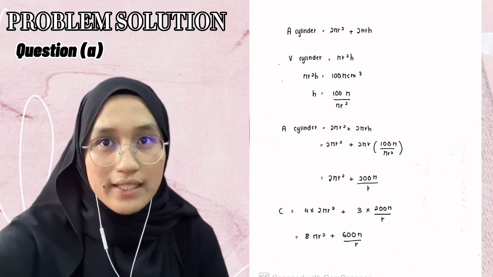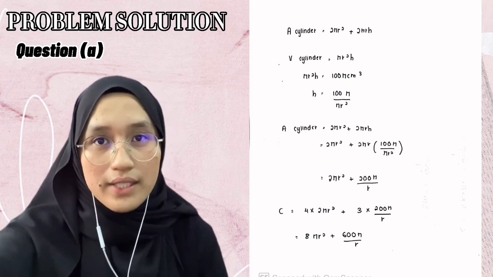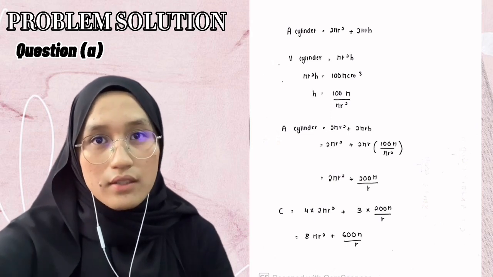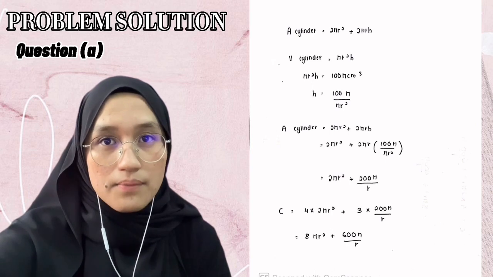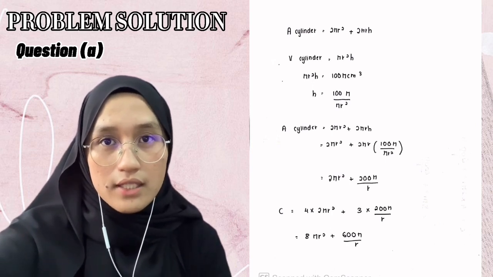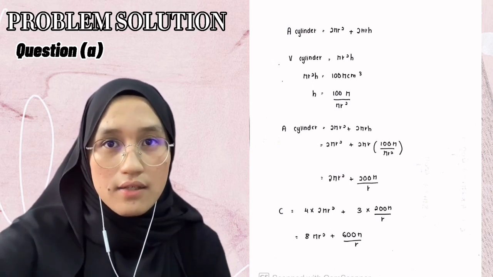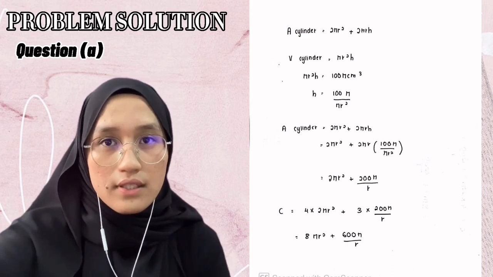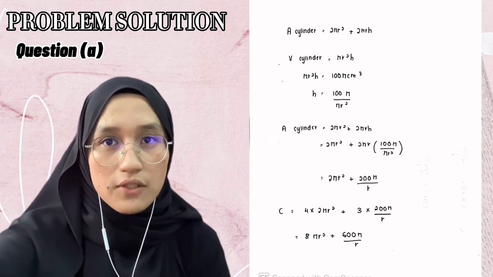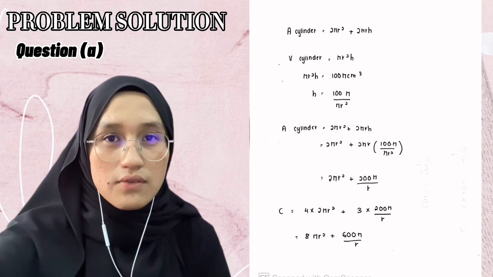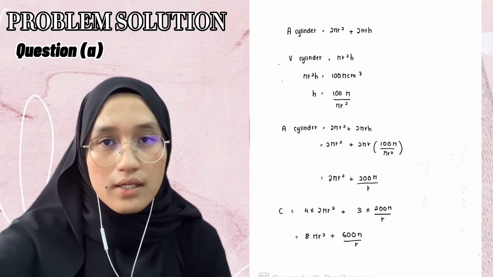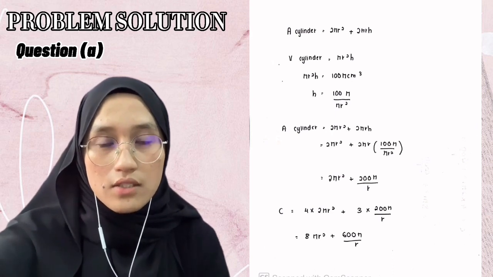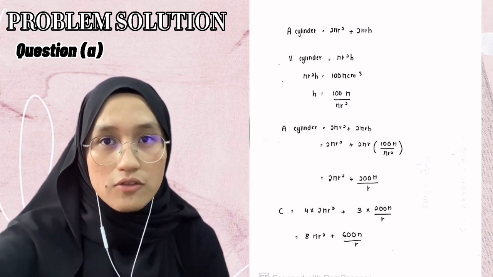For this question, given a cylindrical can, we can divide it into 4 parts: top, bottom, and 2 sides. The surface area for this cylinder is 2 pi r square plus 2 pi r h. In this question, the volume of the cylindrical can is also given, which is 100 pi cm cube. We can solve for h using the formula for cylinder volume, which is pi r square h, and we will get h equal to 100 pi over pi r square.